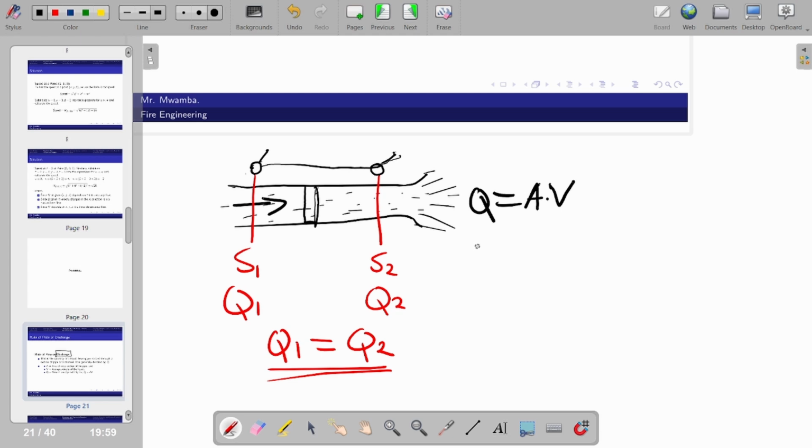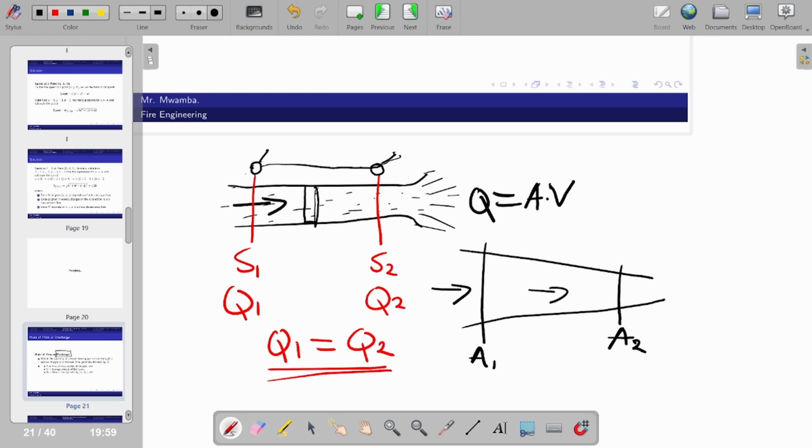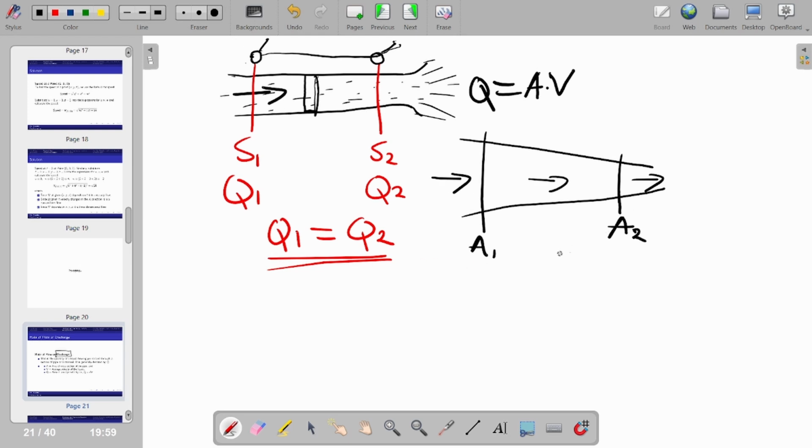So if you have a pipe which is like this, let's call this area 1, where it is entering, and this is area 2, and it is flowing from here, going this way, exiting. The amount of fluid passing through section A1, and the amount of fluid passing through section A2, these amounts are the same. So the discharge at 1 is equal to the discharge at 2.